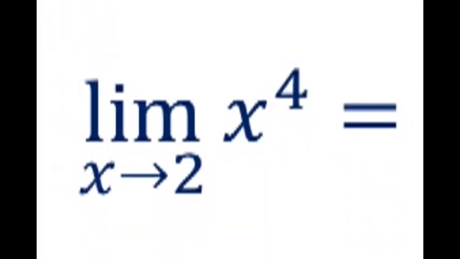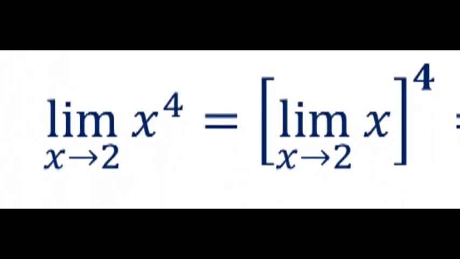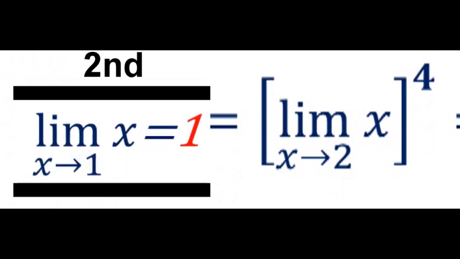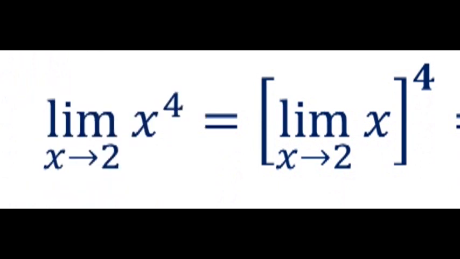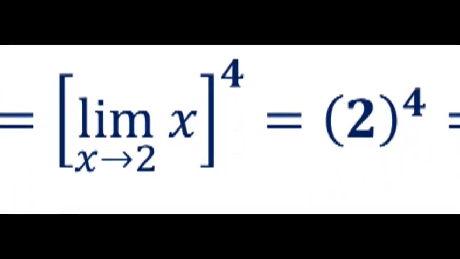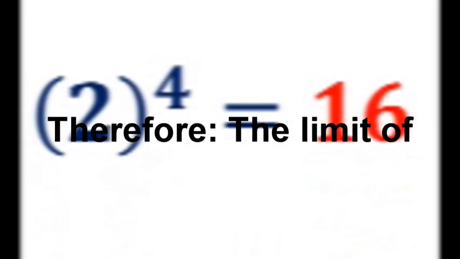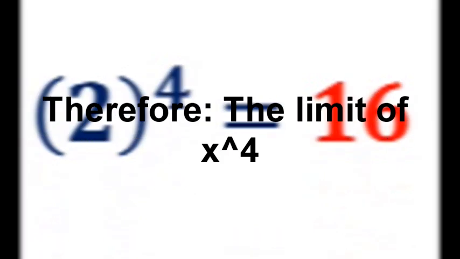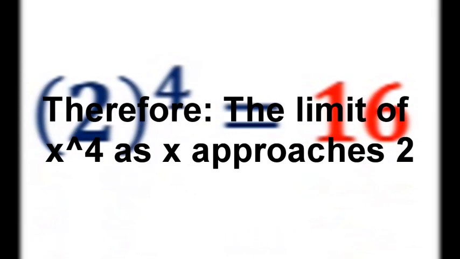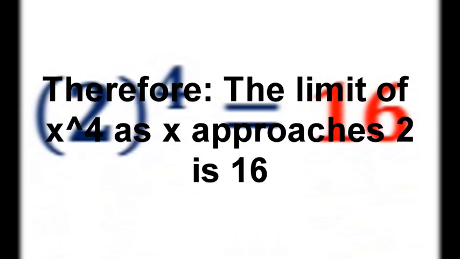Example number 1. Limit of x raised to 4 as x approaches 2. So simplify that. The 4 becomes the power of the limit of the function. And then it moves to theorem number 2. The limit of x as x approaches 2 gives us 2. And to simplify, 2 raised to 4 gives us 16. Therefore, the limit of x raised to 4 as x approaches 2 is 16.